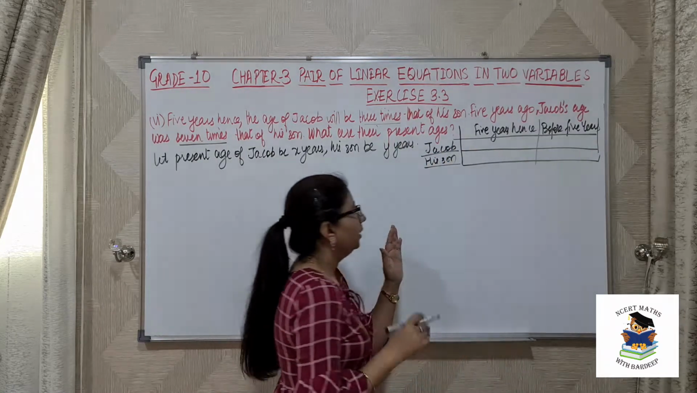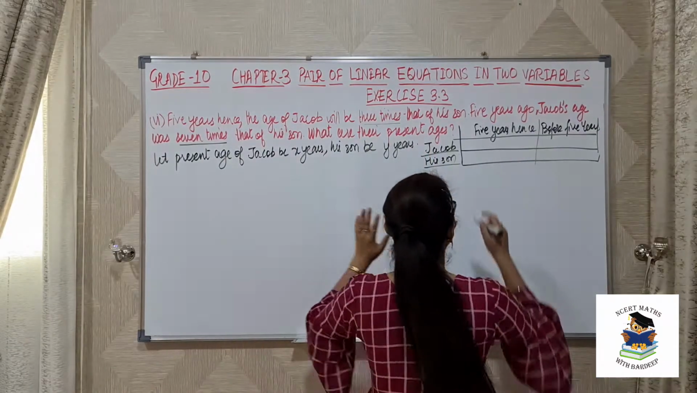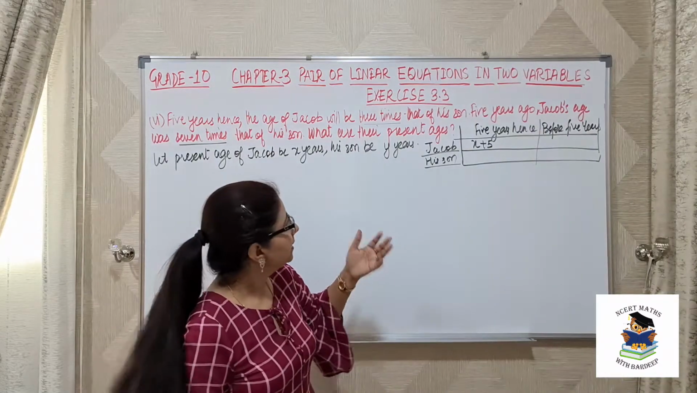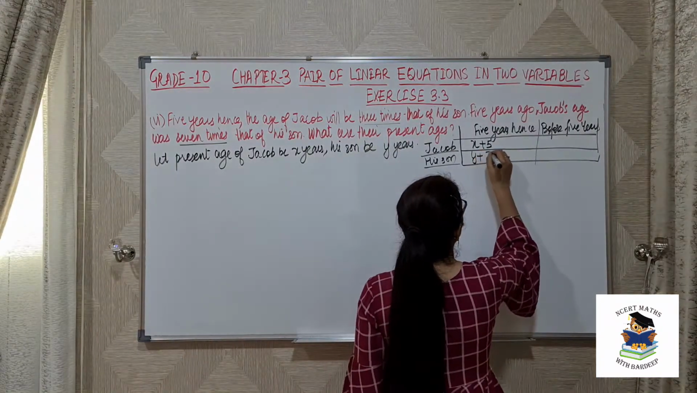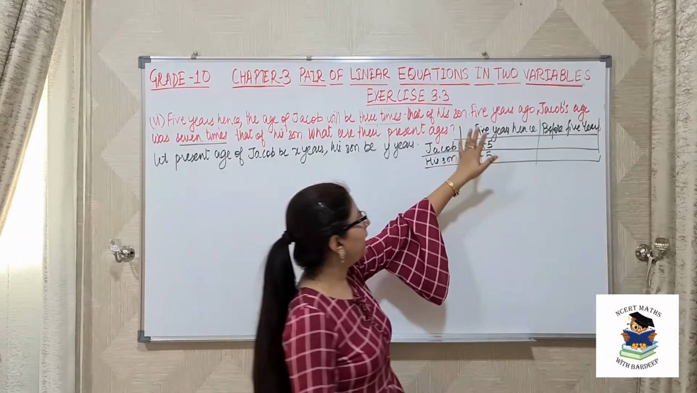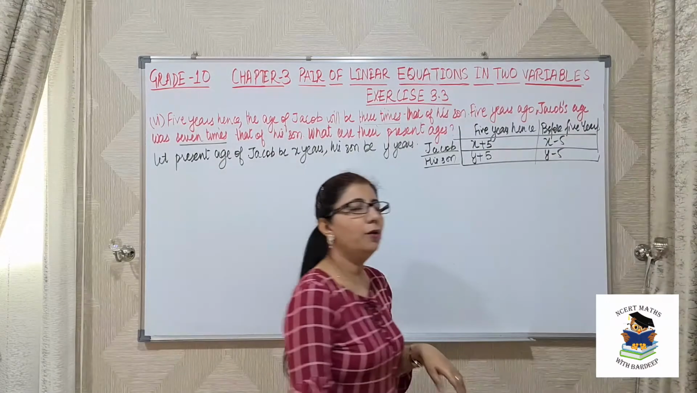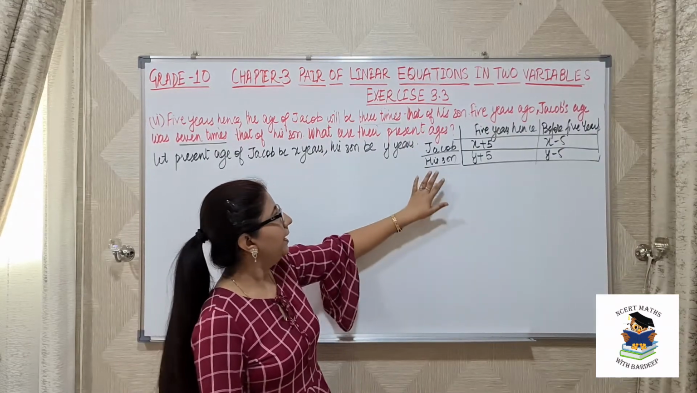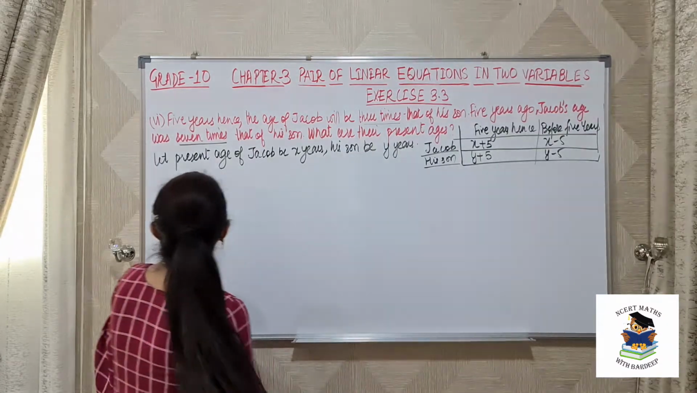So now let's see, if present age is x and y, what is the age after 5 years? Jacob, if today he is x years, will be x plus 5. Similarly, if his son's age is today y years, after 5 years he will be y plus 5 years. And before 5 years, we will subtract 5 years from both ages. So Jacob's age before 5 years will be x minus 5 and his son's age before 5 years will be y minus 5.